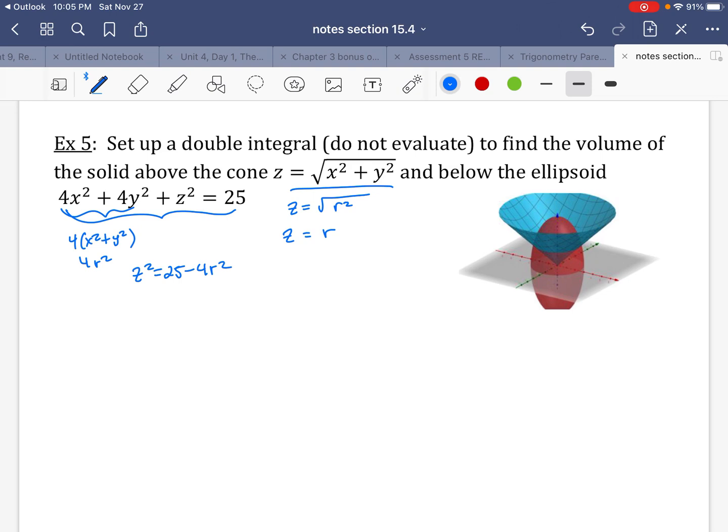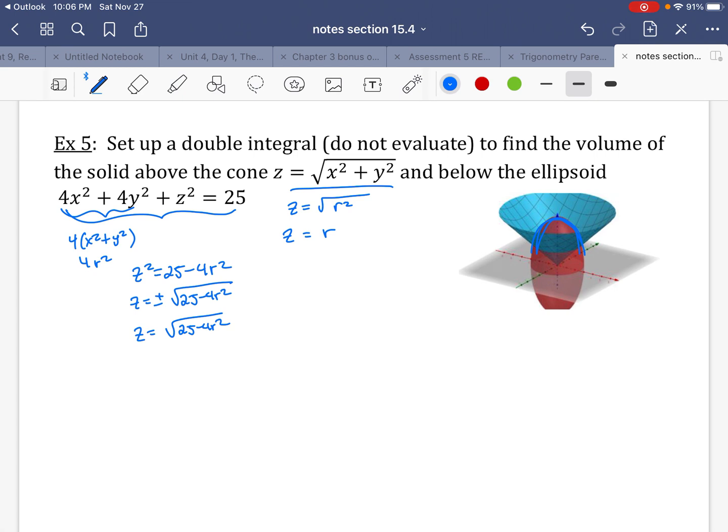And we are interested in the top part of the ellipsoid right here, right? So if I solve this for z, I'm going to get plus or minus the square root of 25 minus 4r squared. I'm really only interested in the top part of the cone and the top part of the ellipsoid, so I only need the square root of 25 minus 4r squared. Right? So that's what we're going to stay between.